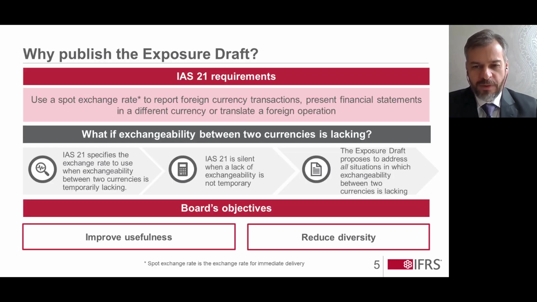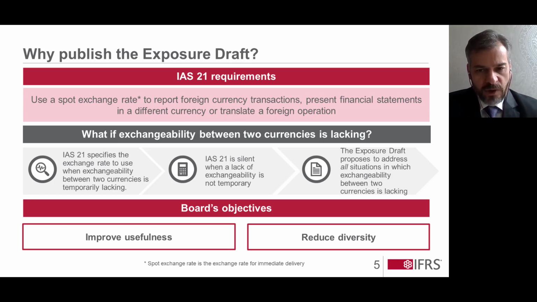Thank you, Paolo, and hello, everyone. This project started from a question that came to the IFRS Interpretations Committee in the context of the situation that exists in Venezuela. And that situation is such that some companies with foreign operations in Venezuela have been unable to observe a spot exchange rate between the Venezuelan bolivar and, say, euros, when translating the results and financial position of their Venezuelan foreign operations. IAS 21 requires the use of spot exchange rate for the purpose of translation. So when no such observable rate exists, what rate should the company use?